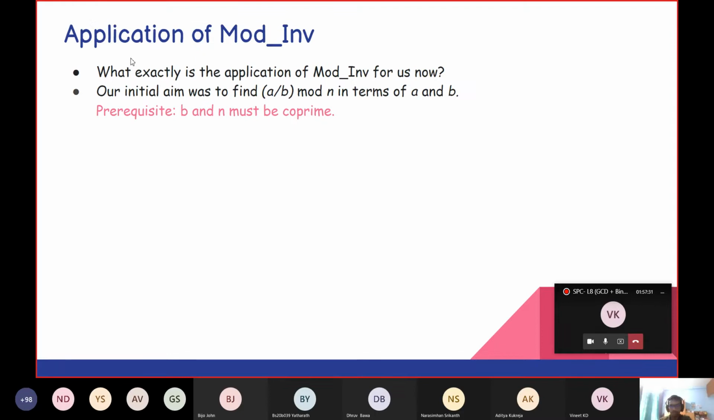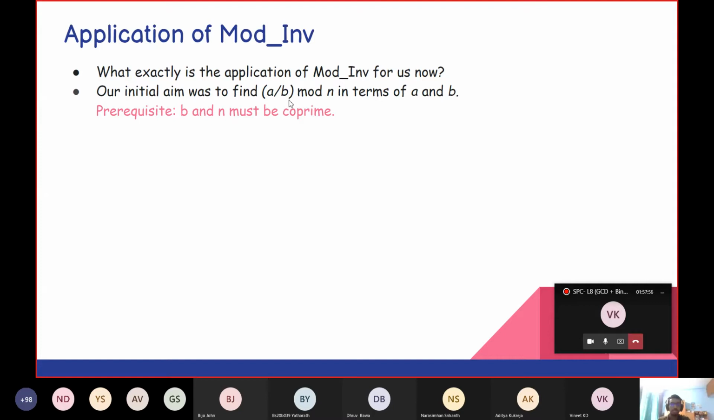So now, we have learned about mod inverse. Mod inverse is some number such that Ax congruent to 1 mod n. So what exactly is the use of mod inverse? Our initial goal, before seeing what Fermat's theorem was, was: if I have two numbers A and B, can I find A by B mod n in terms of A and B, or do some computation on them, but I don't want to divide them. Assume that I am incapable of dividing them.